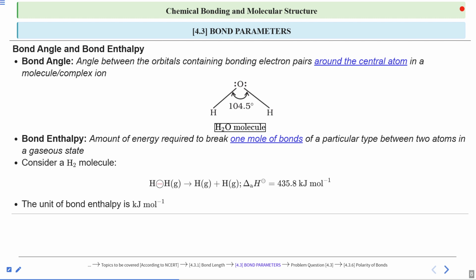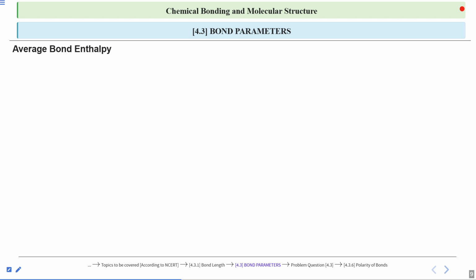Now, the bond enthalpy part has a little problem in it. What is that problem? This simple method is not applicable to polyatomic molecules where we have more than one bond of a similar type. So let us try to understand that. To solve that problem of a polyatomic molecule, we take the case of average bond enthalpy.